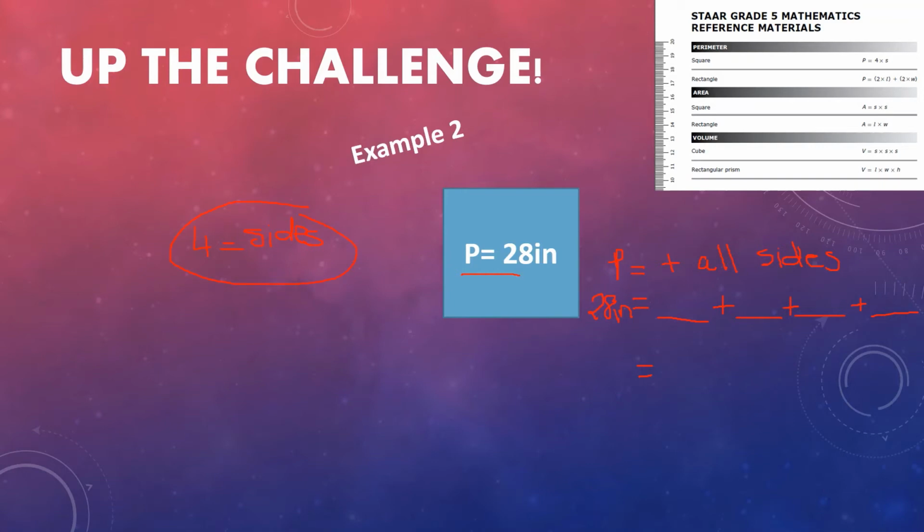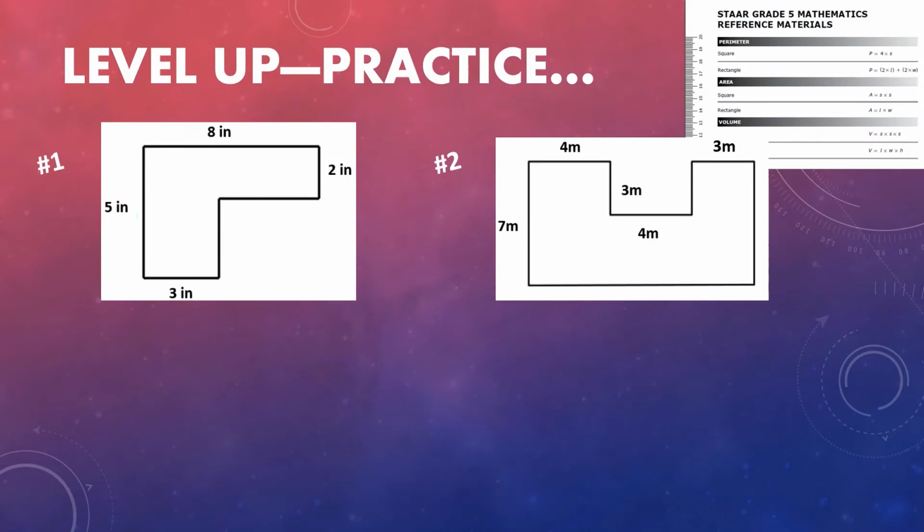So instead of looking for 4 same numbers you can add to get to 28, you can also think, what can I multiply by 4 to get to 28? Okay, now that has shortened our step a lot. So if you guessed 7, then you are absolutely right. So each of the sides are 7 inches. Units are there.